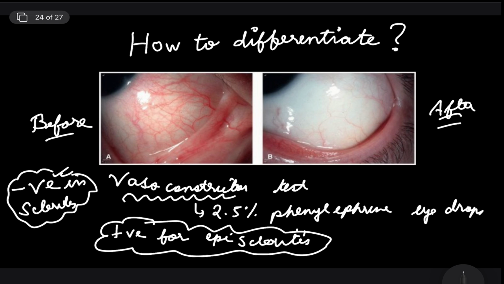That is blanching rather, right? Blanching is the scientific term we use for this. The redness disappearing is known as blanching. So basically what is blanching? This is called blanching. What does blanching mean?